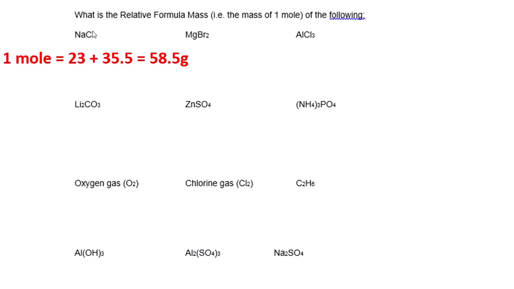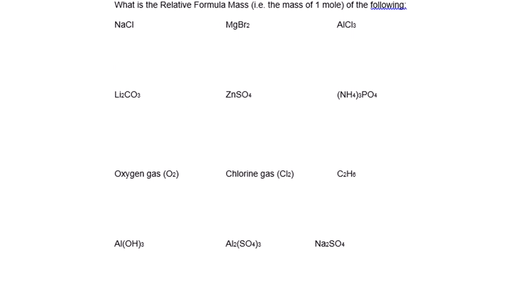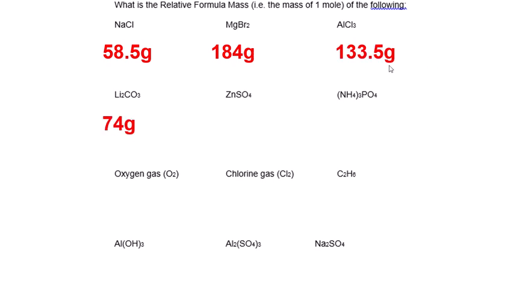Okay, so the figures, sodium chloride, so there's just the first one I've shown there. So sodium's 23, chlorine 35.5, so 58.5. The others, magnesium, well, there's sodium chloride again, 58.5. Magnesium bromide totals up 184. Aluminium chloride, 133.5. Lithium carbonate, 74. Zinc sulfate, 161. Ammonium phosphate, 149.